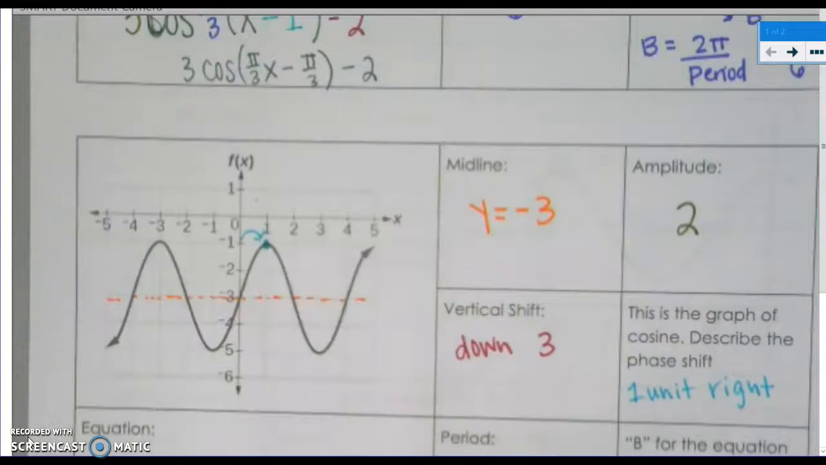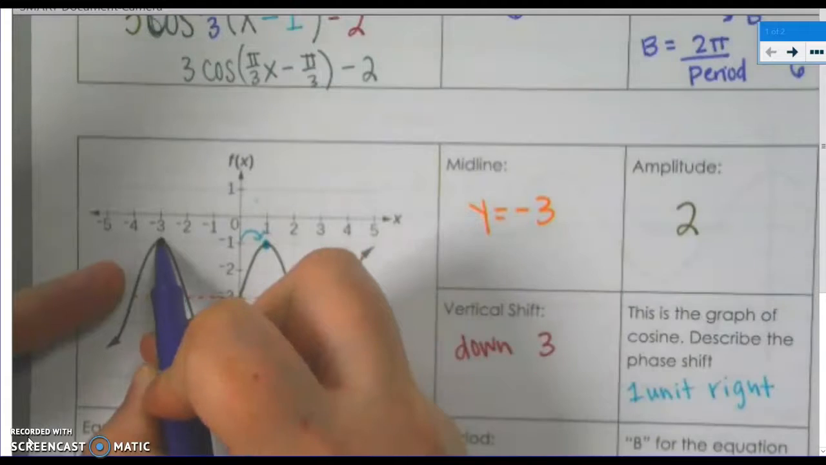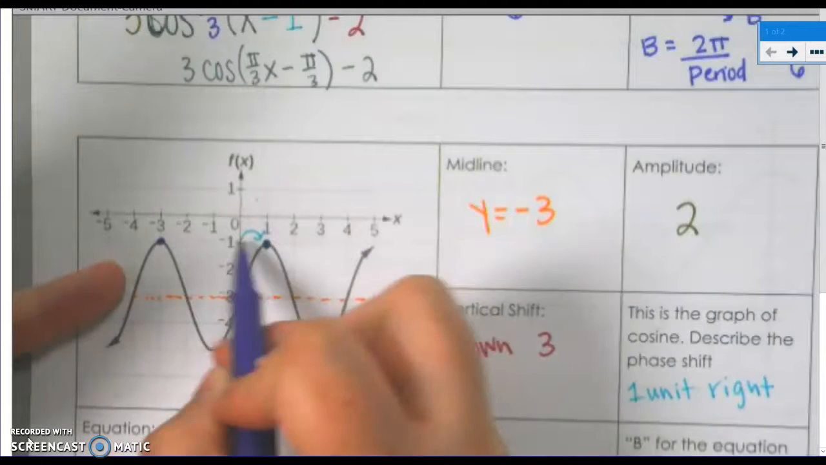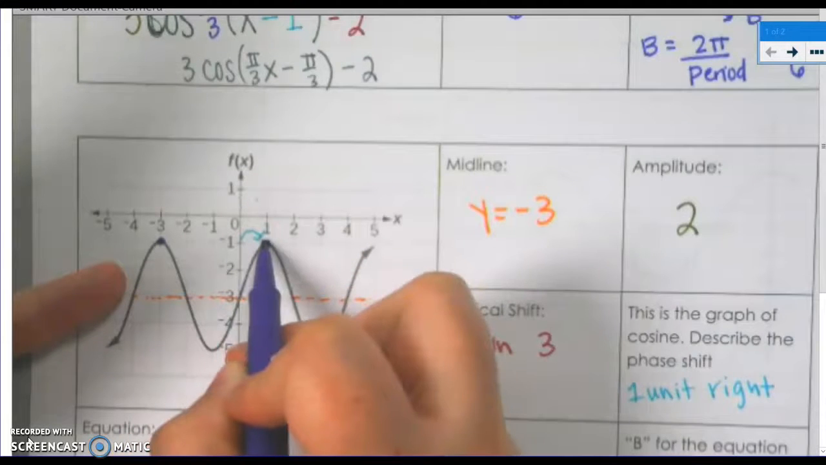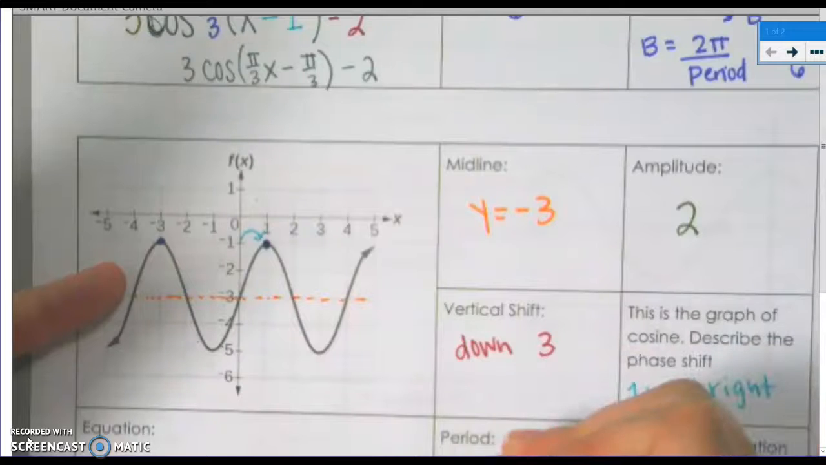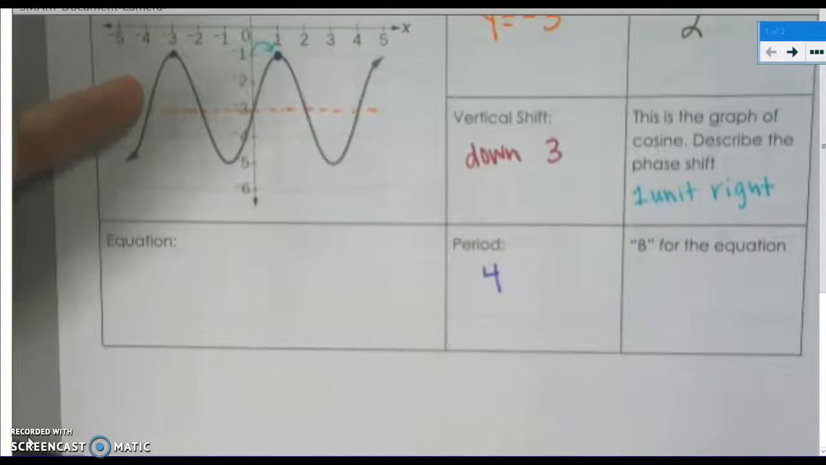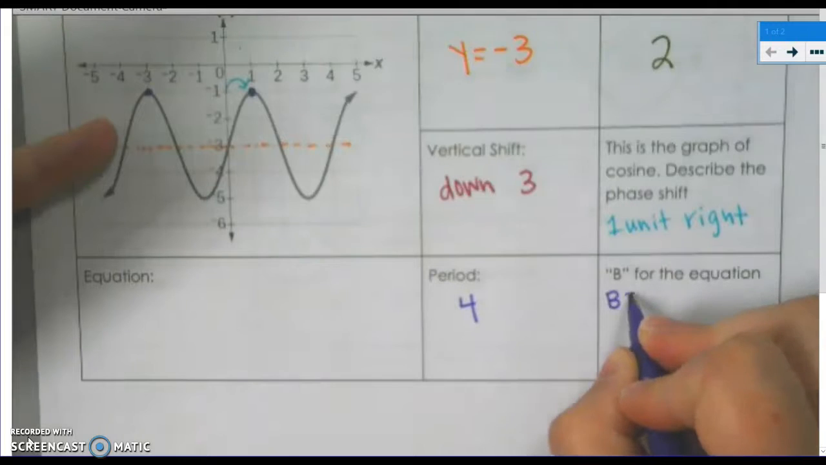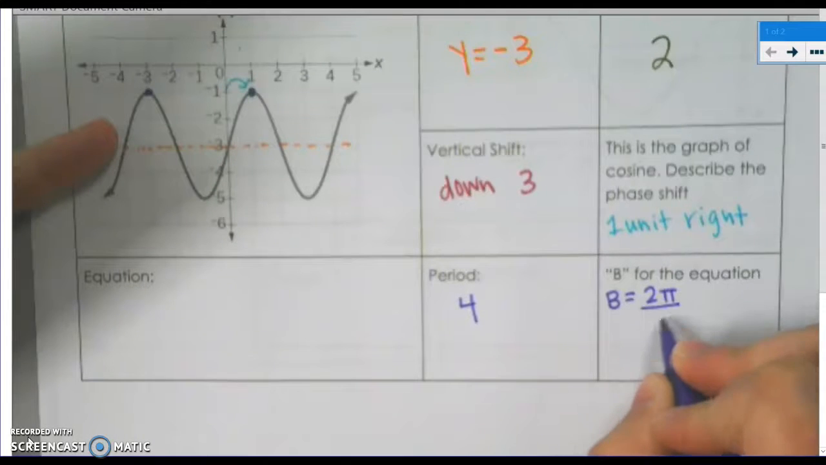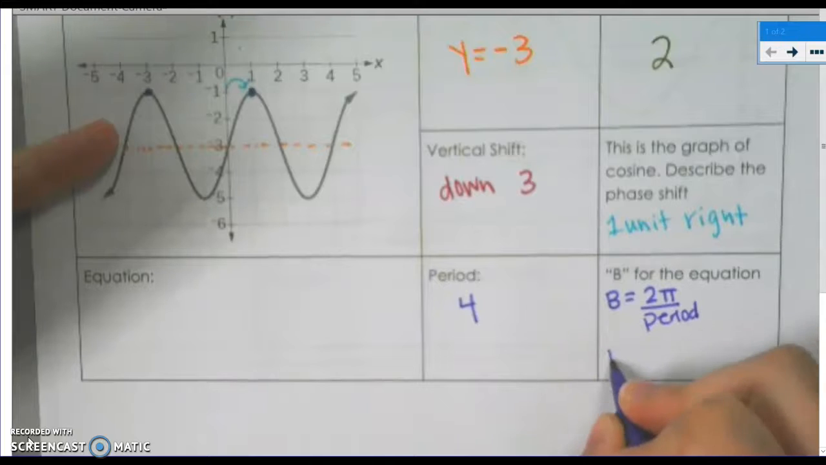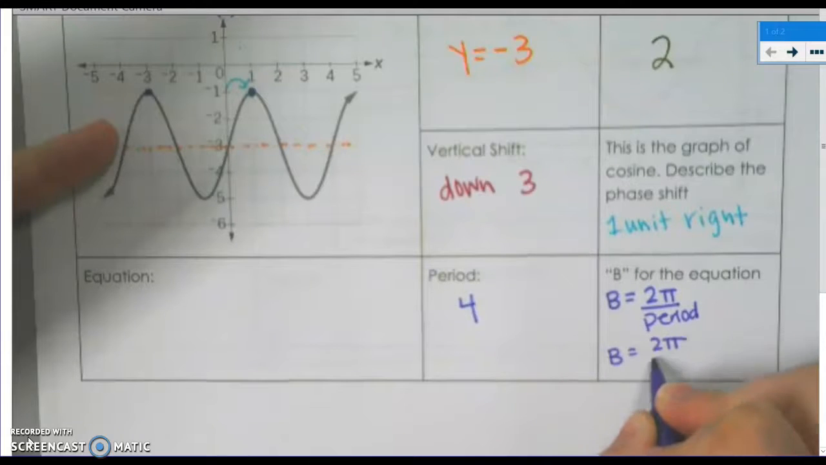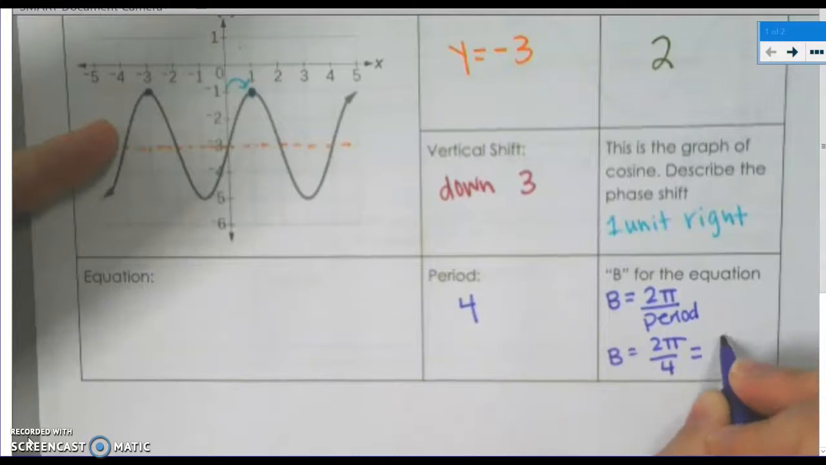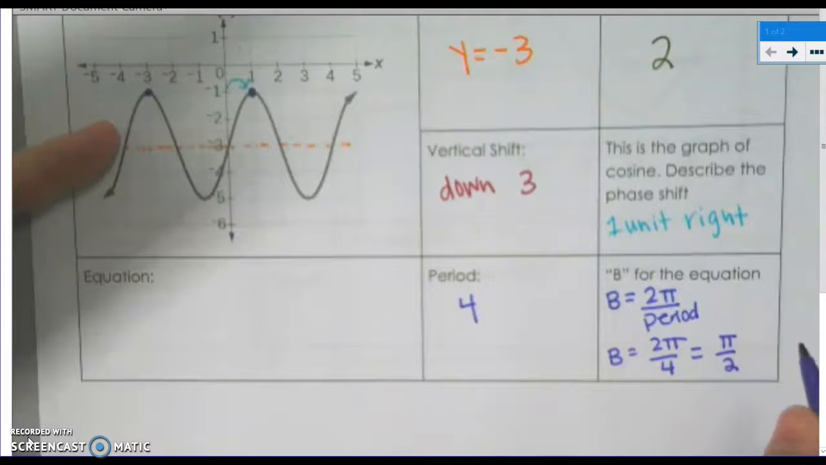And then I need to find the period. So again, I'm just going to use these two maximum points. From -3 to 1 is 4. So my period is 4. Again, I'm rearranging that formula. So I have b is equal to 2 pi over the period. So 2 pi over 4. 2 over 4 is 1/2. So that reduces to pi over 2.